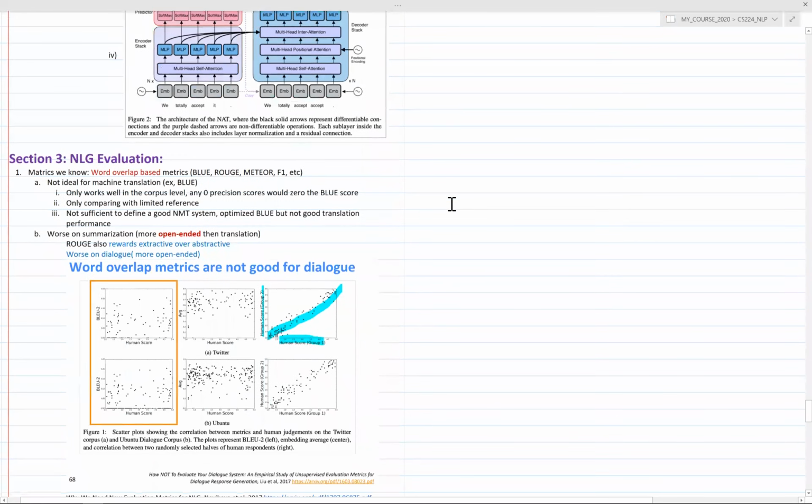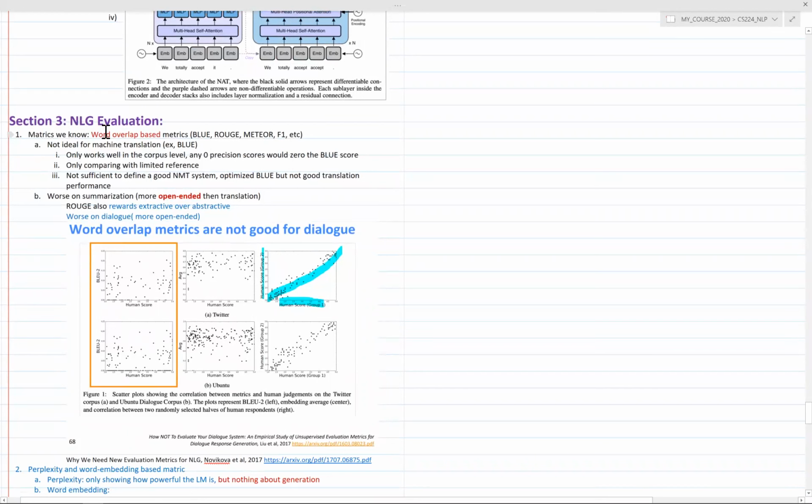All right, perfect. So next I'm going to talk about natural language generation evaluation. This is pretty important because we need to find a way to evaluate how our models work. Otherwise, we cannot optimize things. As we know, we've already introduced a few word overlap-based metrics like BLEU, ROUGE, METEOR, F1, etc. But bringing back our memory to the BLEU metric, it has a few limitations.